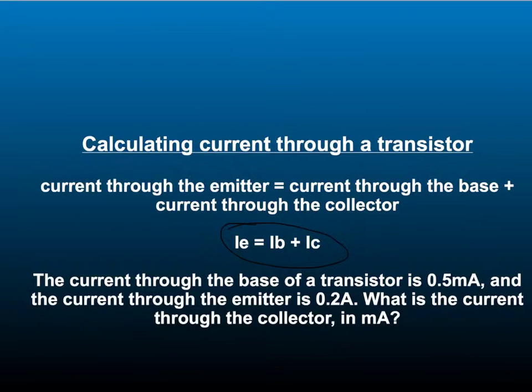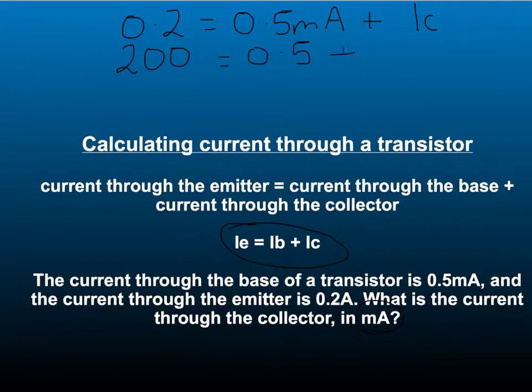We know that the current through the emitter is 0.2 amps, and that is equal to current through the base, which is 0.5 milliamps, plus current through the collector. So the answer is required in milliamps. So you need to start by converting all your quantities into milliamps. 0.2 amps is 200 milliamps. That equals 0.5 milliamps plus the current in the collector in milliamps.